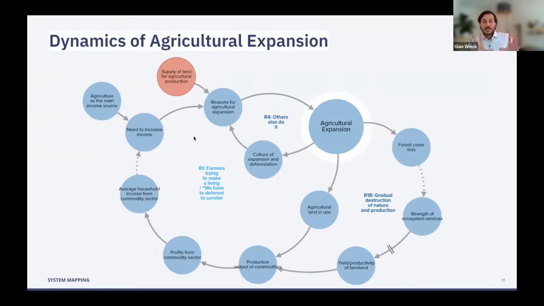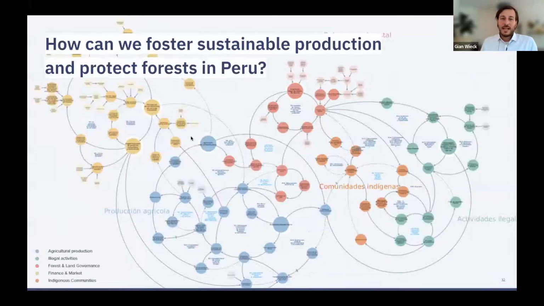But this is obviously just a very small excerpt and some examples that you see as part of this larger map, of this larger perspective on the different drivers of deforestation.